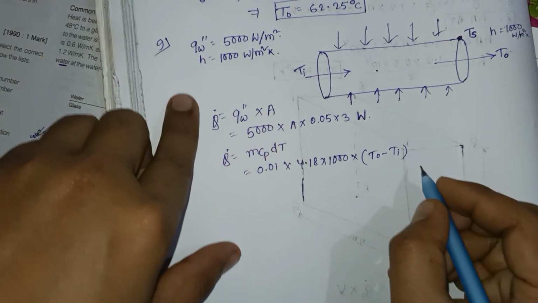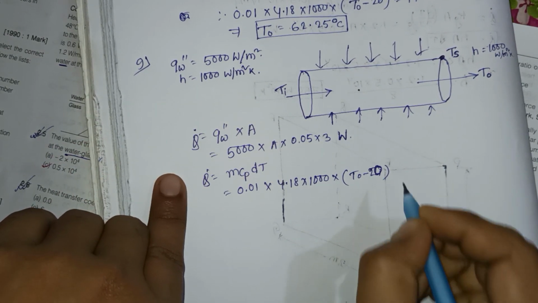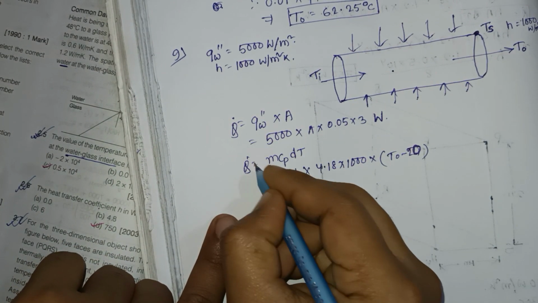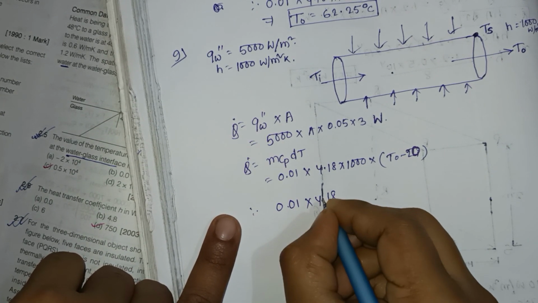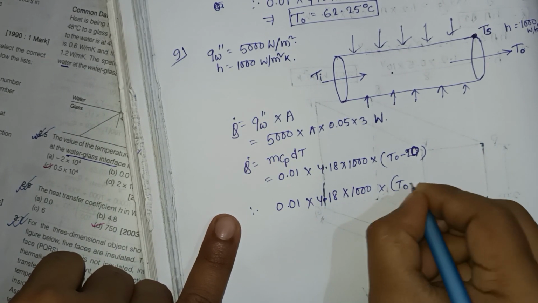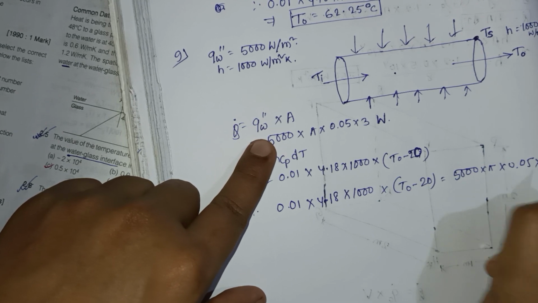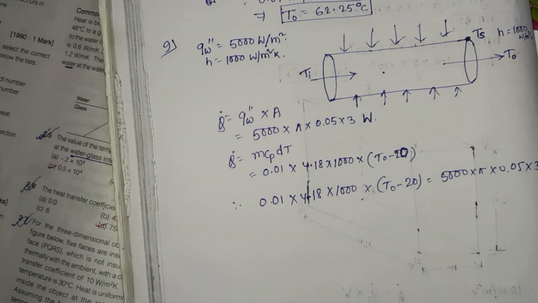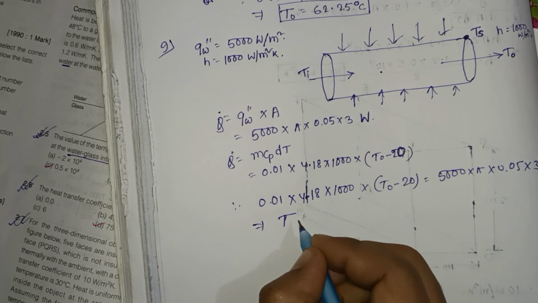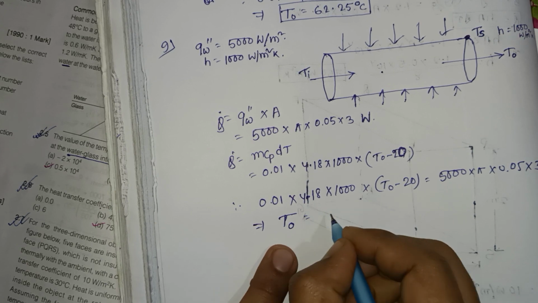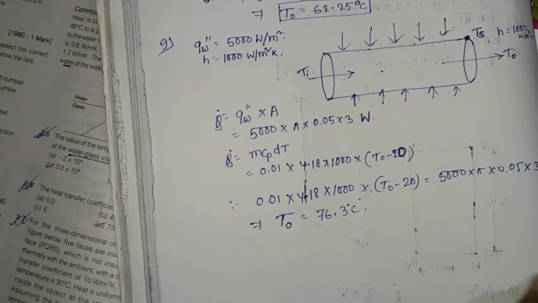So To minus Ti value, what is the value of Ti? That is 20 degrees Celsius. If you calculate, so here if you equate these two Q, then 0.01 into 4.18 into 1000 into To minus 20 is equal to 5000 into pi into 0.05 into 3. So from here you get the outlet temperature of this water, that is 76.3 degree Celsius. Okay, 76.3 degree Celsius.